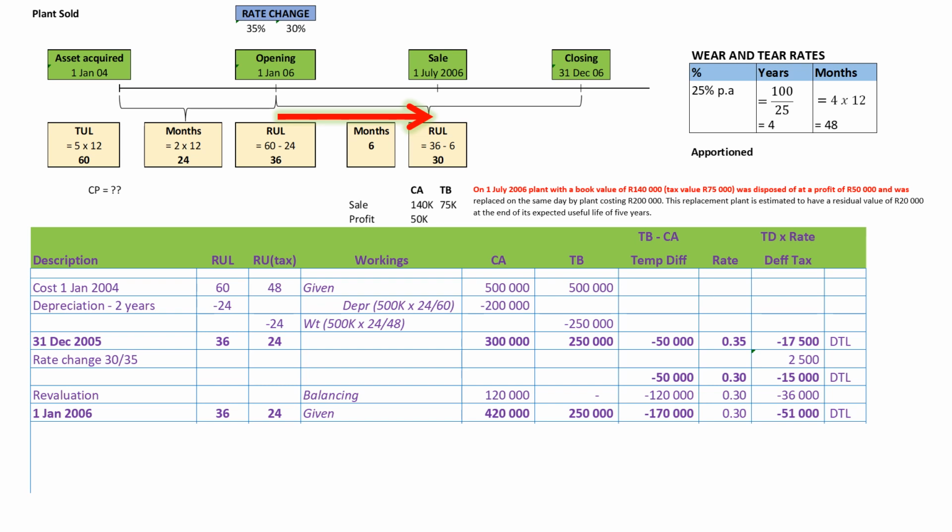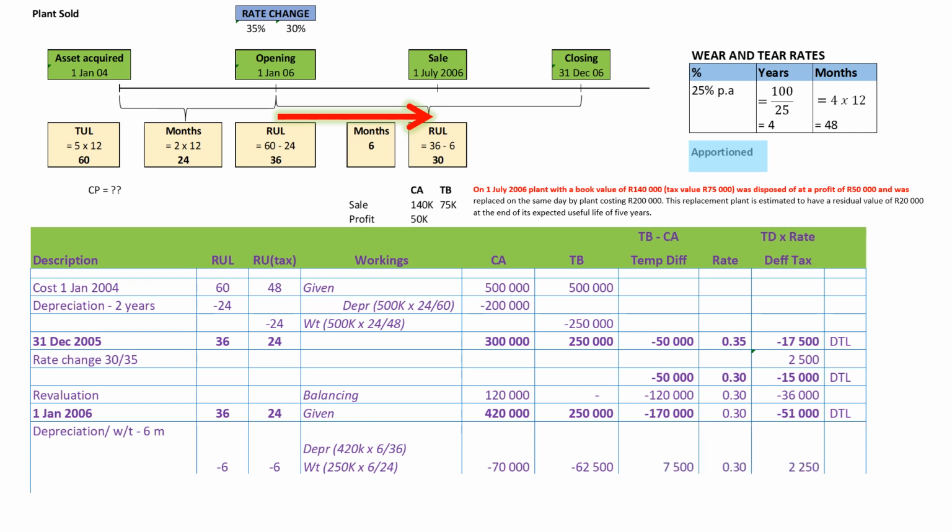How do we do this? This is plain and simple. So by now you should know your formula. Your depreciation is equal to 420 multiplied by 6 months used over 36 months, which is your remaining useful life as at 1 Jan 06 to give you 70,000. Your tax base of 62,500 is equal to your opening tax value of 250 multiplied by 6 months used divided by your remaining useful tax life of 24 months.